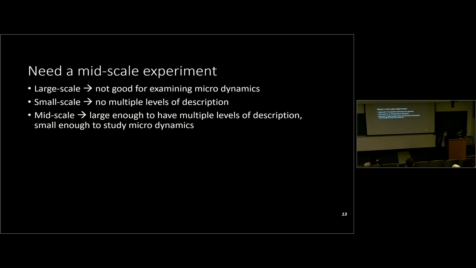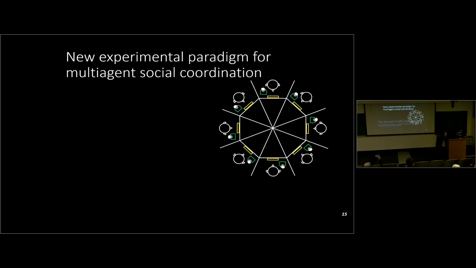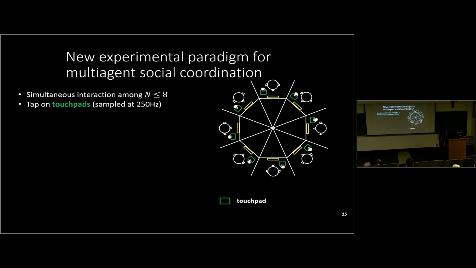The reason is I want a system that's large enough so I can examine the dynamics on multiple levels of description at the same time, but also not too big to study the micro-level dynamics. So I did this experiment that I call the human firefly experiment, for reasons that will become apparent. I designed a new paradigm where I asked subjects to come into the lab, 8 of them, and sit around a table. I give each of them a little touchpad that they can tap on, and I record their tappings.